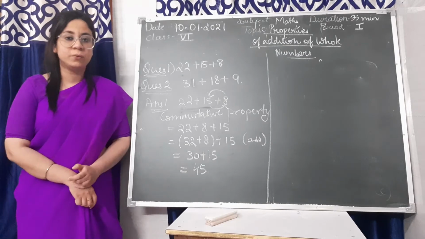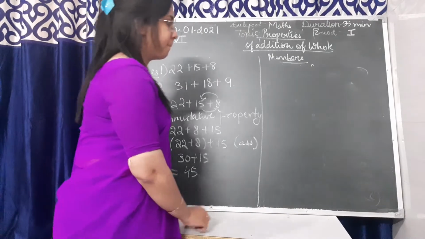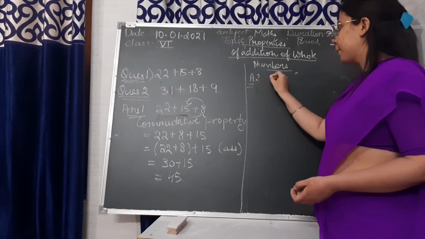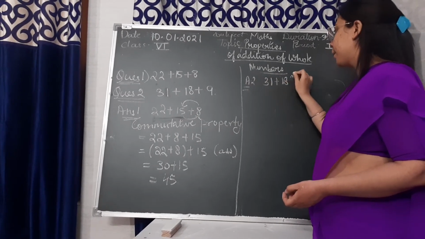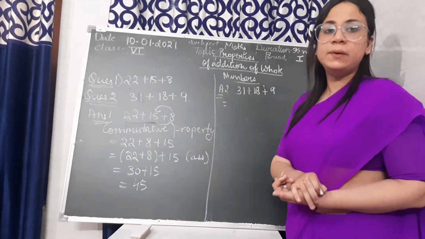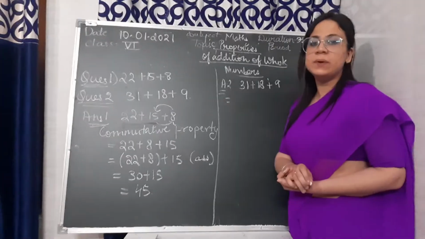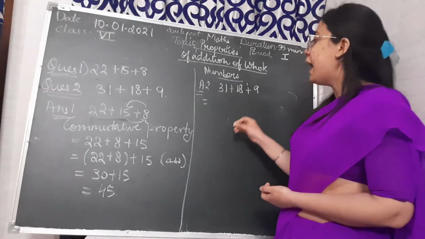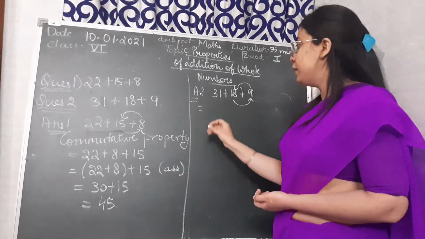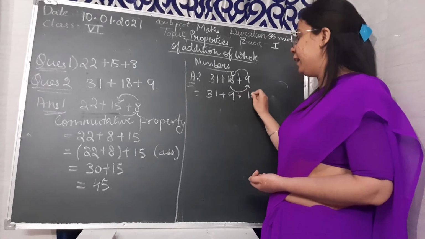Now coming to the second question. The second question is similar to the first one. Now can anyone tell me what property we can use first? Commutative. Yes, very good. Again, we are going to use the commutative property, and you see that you can switch the numbers, 18 with 9. That will make our calculation again very much simpler. So 31 add 9 add 18.